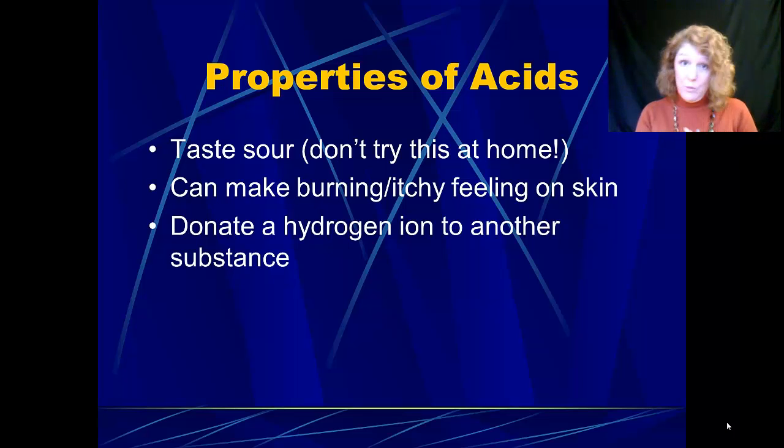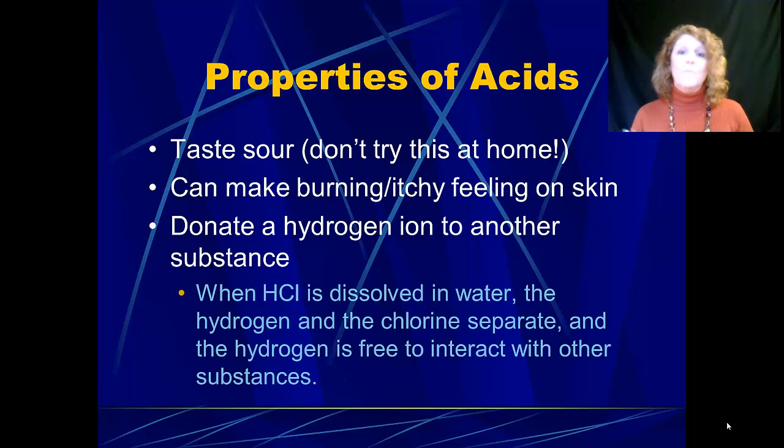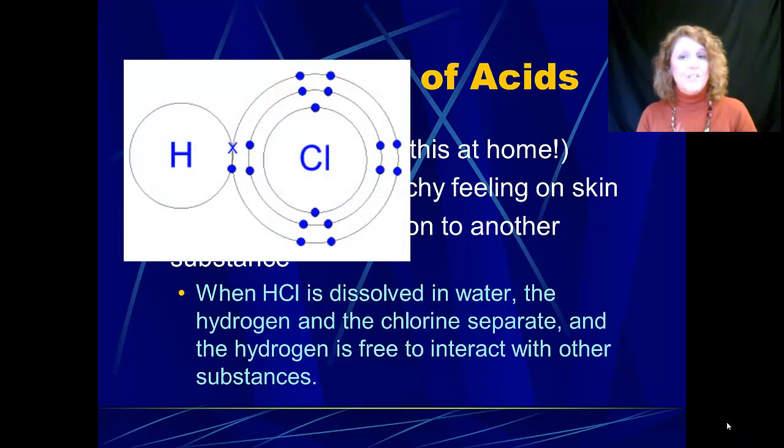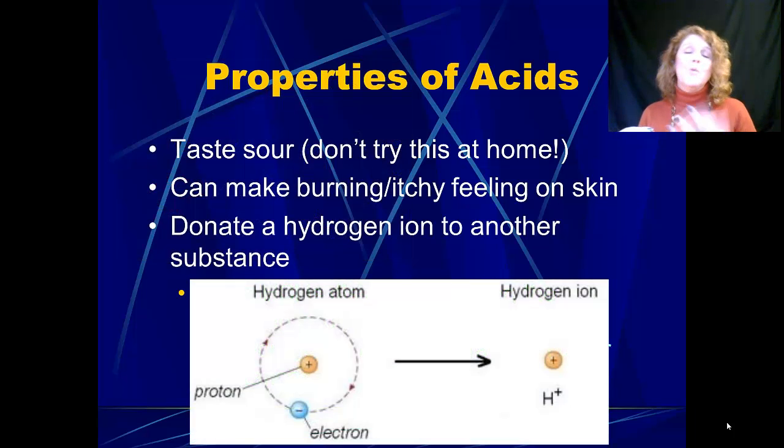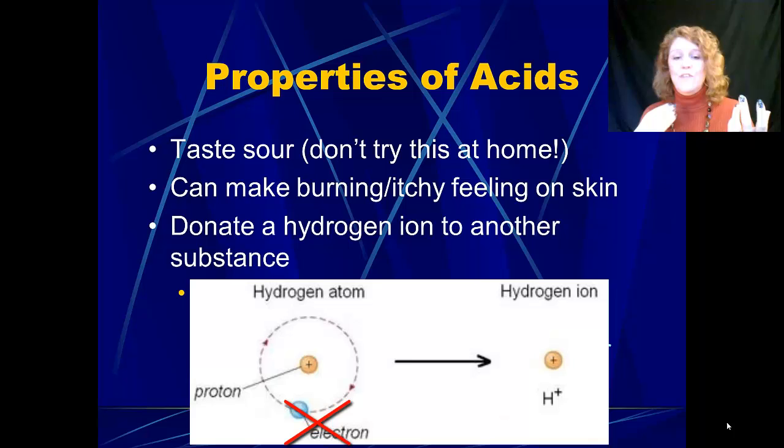So if you remember when we talked about ions, an ion is an atom that either has too many electrons or not enough electrons. Usually an atom has the same number of electrons as it does protons. As soon as that number is different, we call it an ion. So, for example, when HCl, hydrochloric acid, is dissolved in water, the hydrogen and the chlorine separate, and the hydrogen leaves its electron with the chlorine because the chlorine is a stronger atom. It keeps it. So when the hydrogen separates, it's only the proton. It doesn't get to take its electron with it, so it's a hydrogen ion.